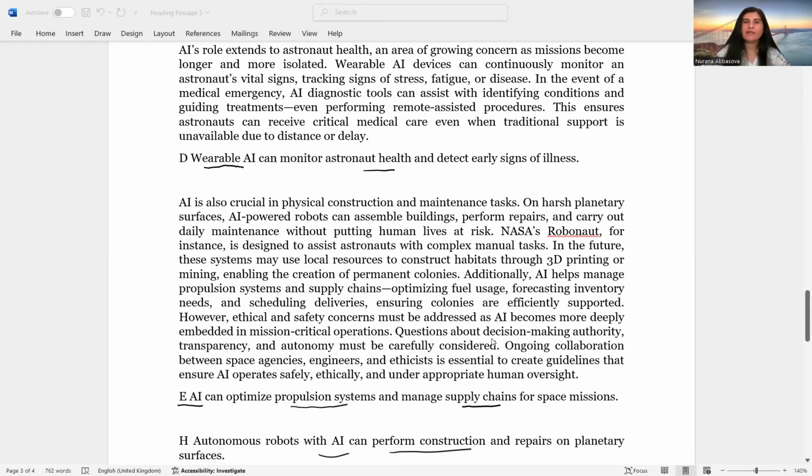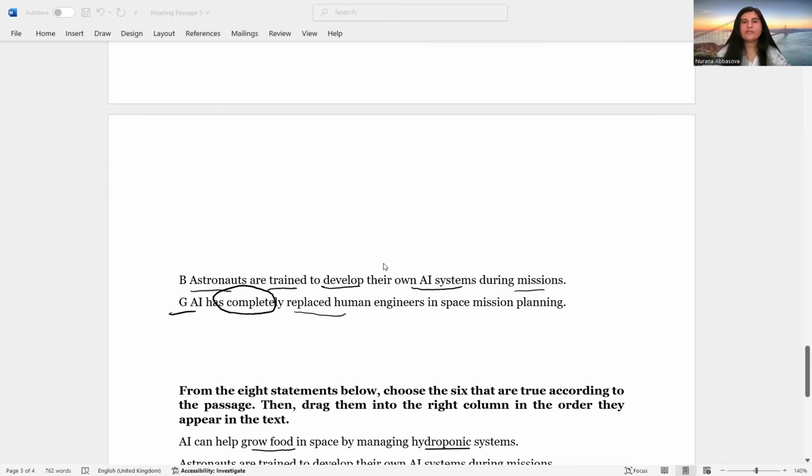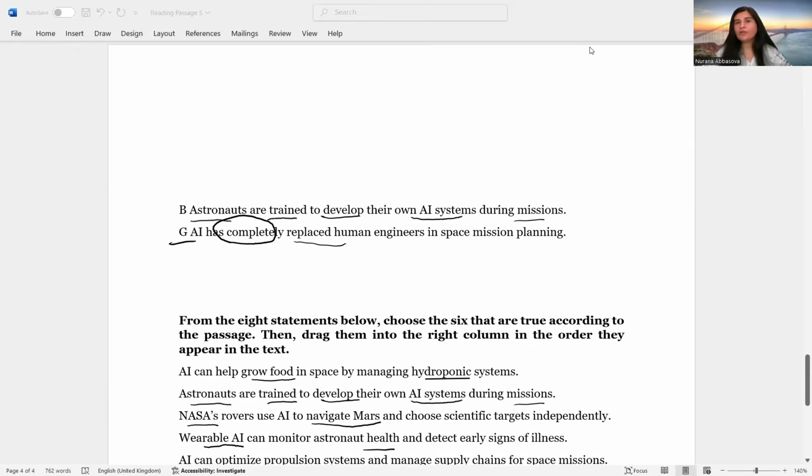This question is more like a detail. Did they talk about it in this paragraph or not? And two answers are extra. We call them distractors.